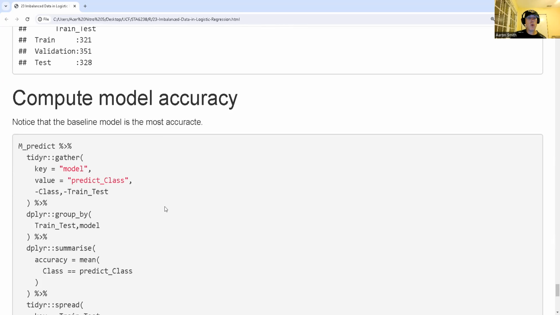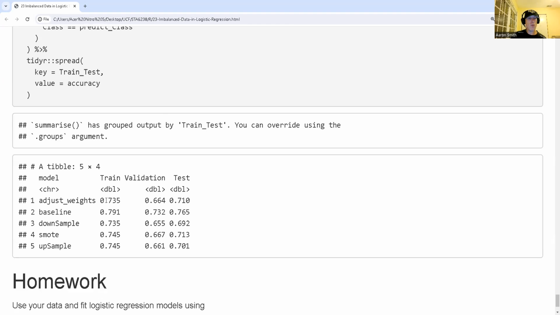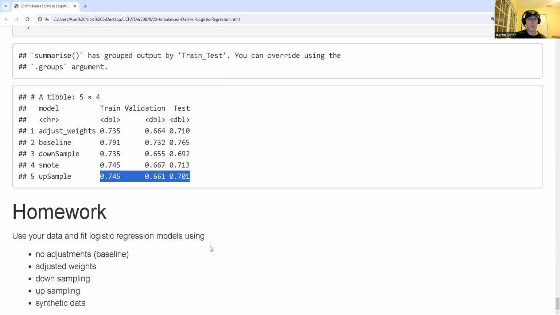All right, so now let's compute model accuracy. And so here is my training accuracy. Here is my validation and my test. And you'll notice that training is the highest because that's the one it was built on. And here we see a bigger difference than usual between our training statistic and our validation statistic.